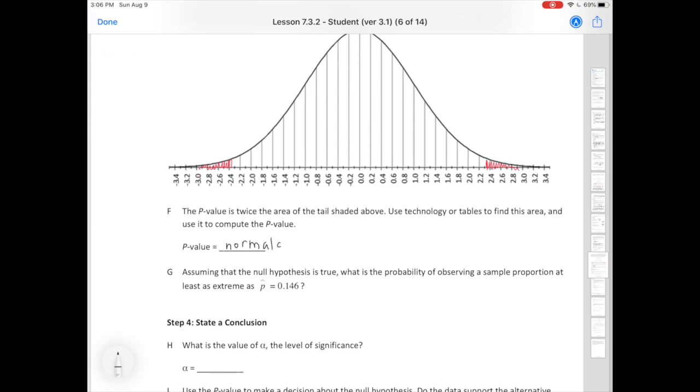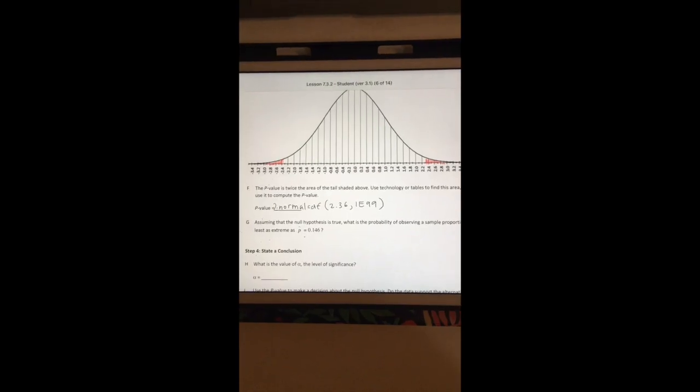So p-value is going to be normal, oops, I forgot to write the 2 times. So 2 times normal CDF of, so I'm doing the right side here, so the shading begins at 2.36, and then the shading ends at 1E99. So let me go ahead and put this in my calculator, and let's see.